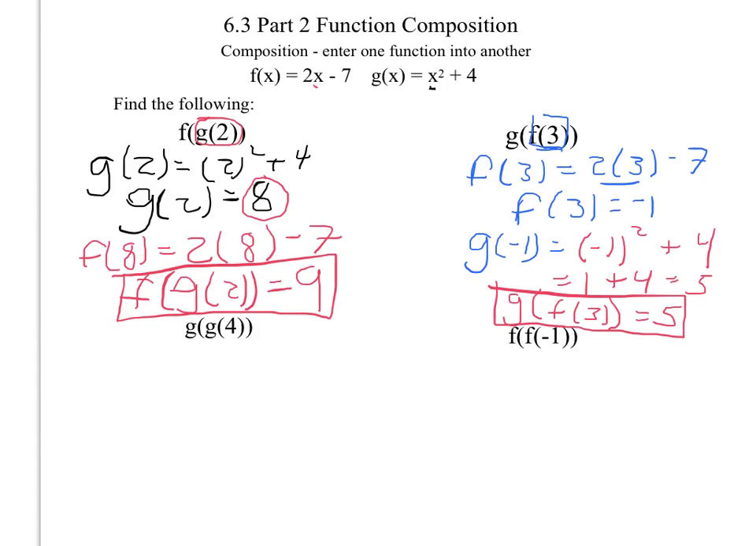There. You're done. So I'm going to challenge you to go ahead and find these next couple, g of g of 4 and f of f of negative 1. Basically what it means is you're plugging 4 into g, find out what that answer is, plug it in again to g. Same type of thing here. So the answers for that, I believe, will be 404 and negative 17.